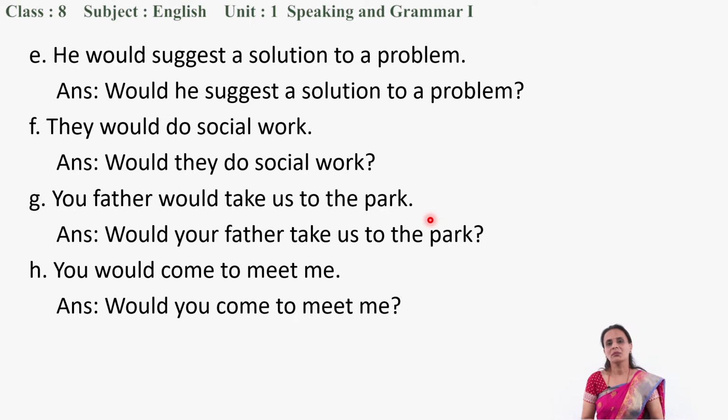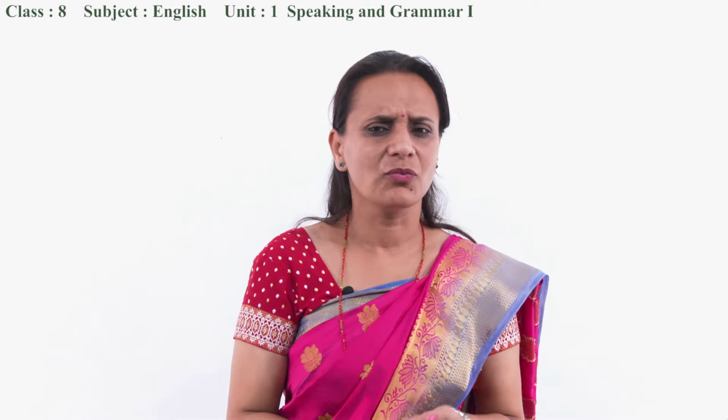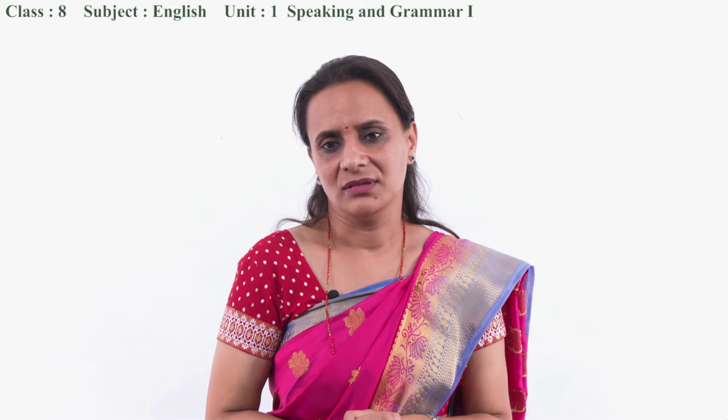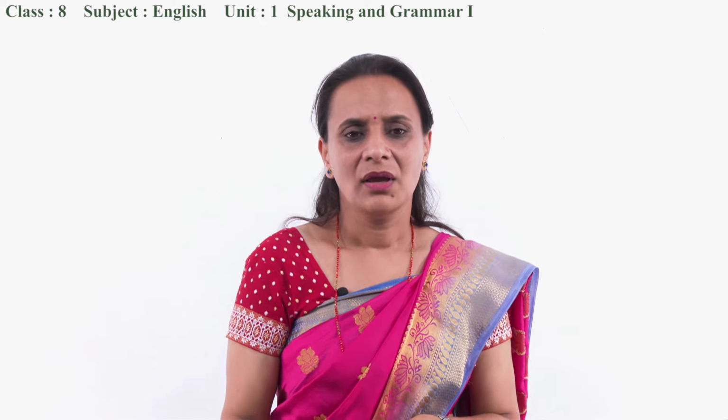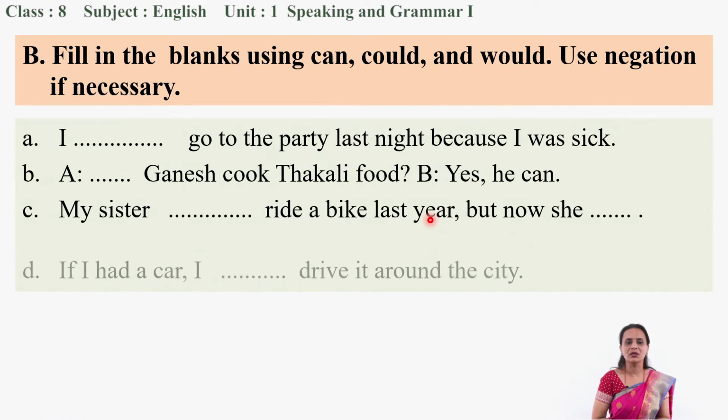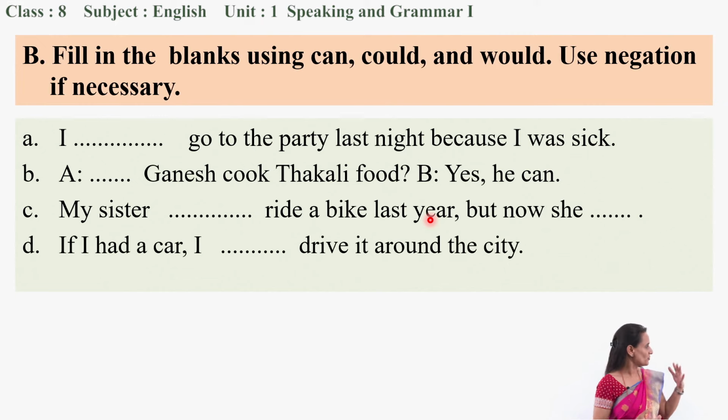Okay, my dear students, after this we have one more exercise here. Let's see it. Number B. Fill in the blanks using can, could, and would. As we did it before also, let's fill in the blanks. Use negation if necessary according to the sentence. Just like number A, I, and it's dotted here, I go to the party last night because I was sick.